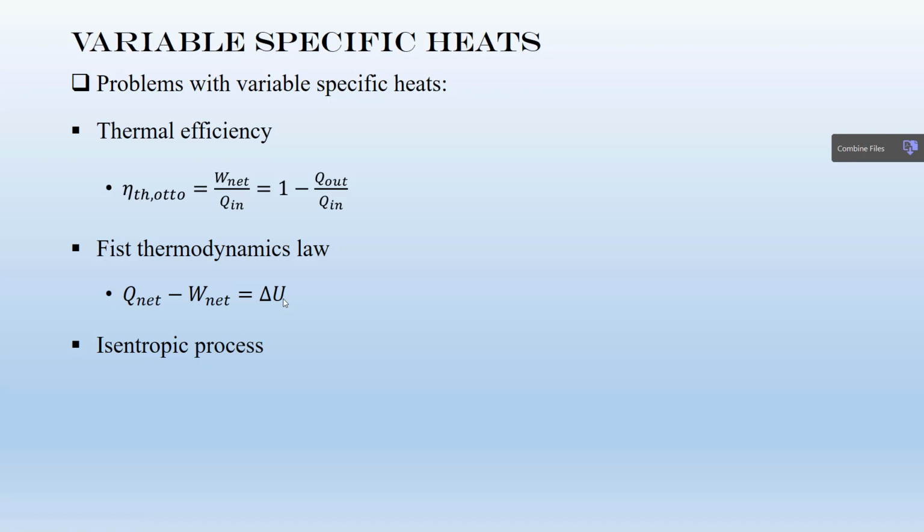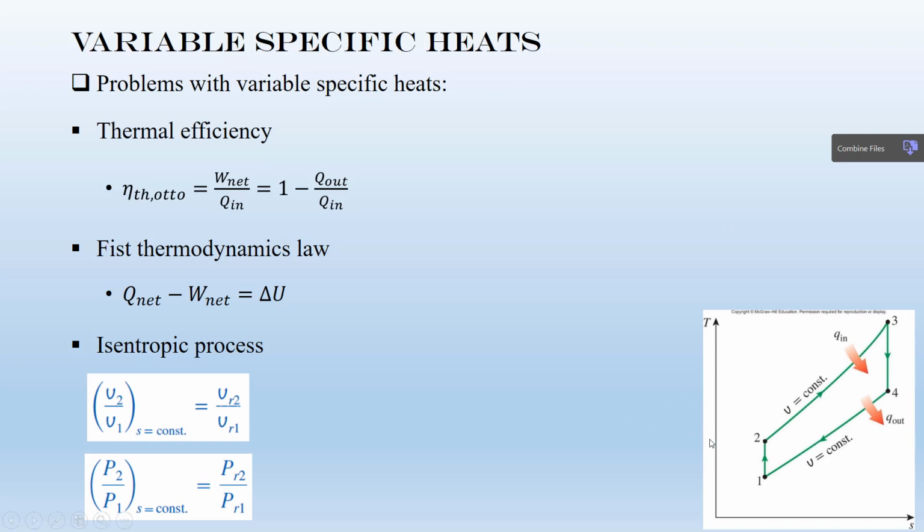And then the third difference is the isentropic process. We have two isentropic processes. For the isentropic processes, 1 to 2 and 3 to 4, you need to use these two correlations to relate pressure to pressure, volume, and temperatures. These are the three main differences between problems with variable specific heats and constant specific heats.